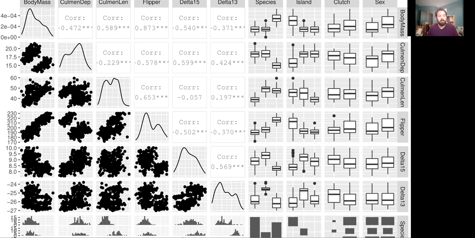This is the sort of thing that you won't see in a paper. This doesn't make it to publication. This is for you to look at and try to figure out what you see in it and what you want to do with that information.